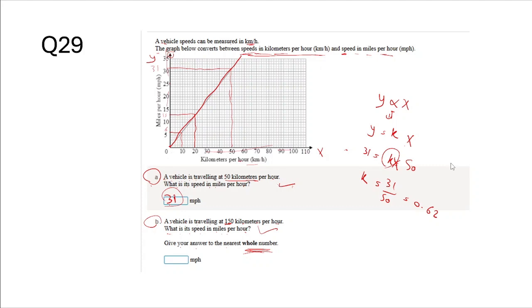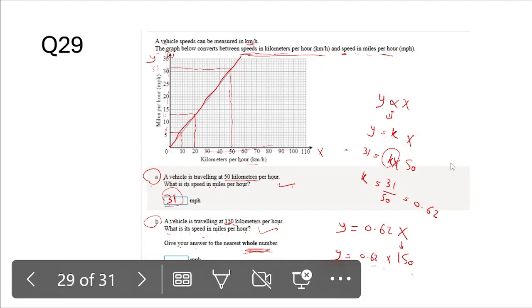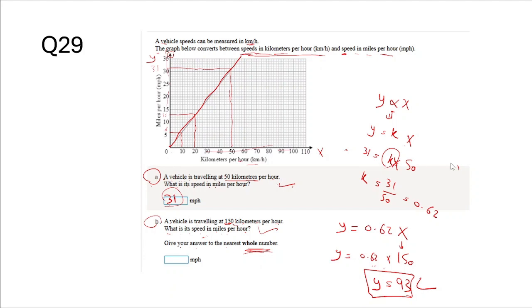So now to apply to question number B, we have y equal to 0.62 multiplied by x. So here x will be 150 multiplied by 0.62 equal to y. If we multiply this, y will be equal to 93. So the answer will be 93.